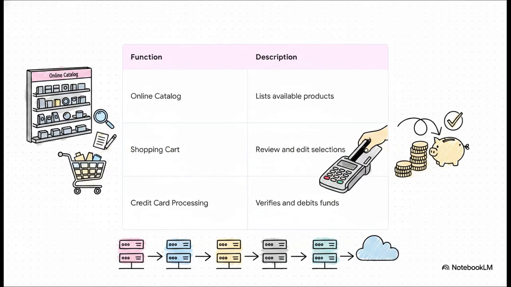At a bare minimum, this platform has to provide 3 things. First, an online catalog to list your products. These are your digital display shelves. Second, a shopping cart system that lets folks select items, review them, and, let's be honest, sometimes abandon them. And third, credit card processing, which has to work seamlessly with the cart to verify funds and debit the customer. Whether you go with a lightweight cloud-based solution or a massive enterprise platform, these 3 are your absolute non-negotiables.